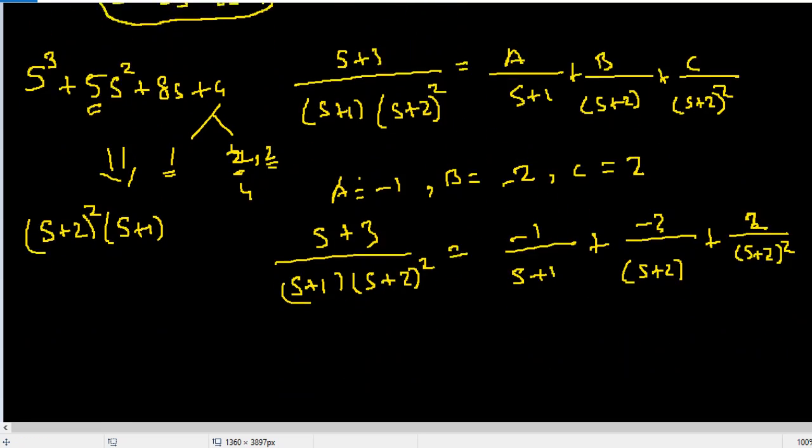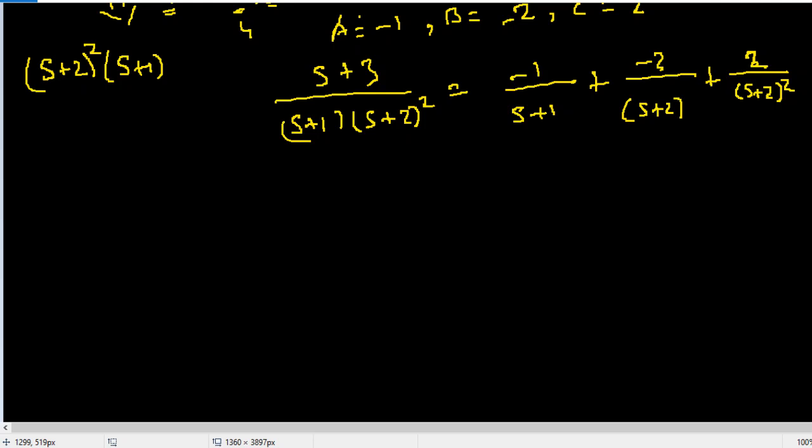Clear? Now we have this as x1, this becomes x2, and this one becomes x3. So now we have our equation in a form so that we can relate this transfer function with the input equation.